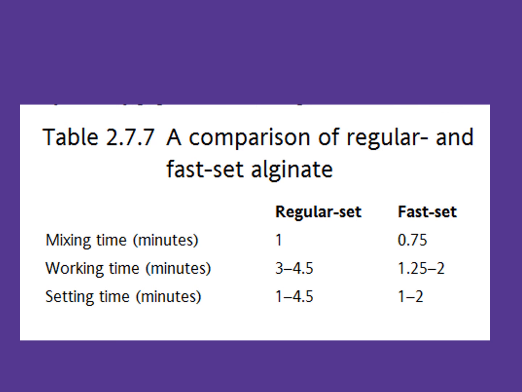This table is a comparison between the regular and fast-set alginate. The mixing time in minutes for the regular is 1 and for fast-set 0.75. The working time for the regular is 3 to 4.5, and for the fast-set 1.25 to 2. The setting time for the regular is 1 to 4.5, and for the fast-set 1 to 2 minutes.